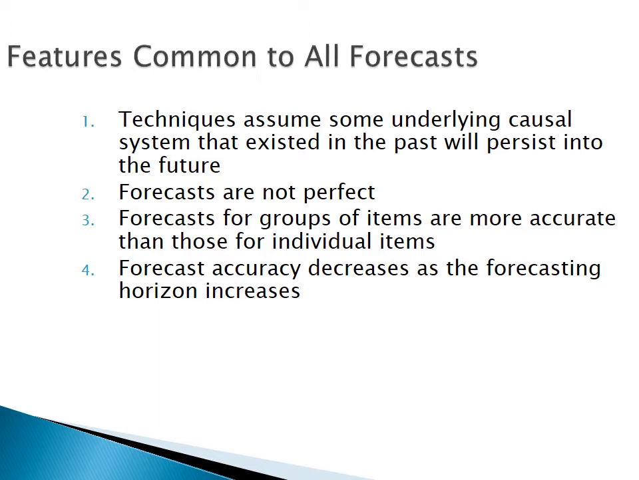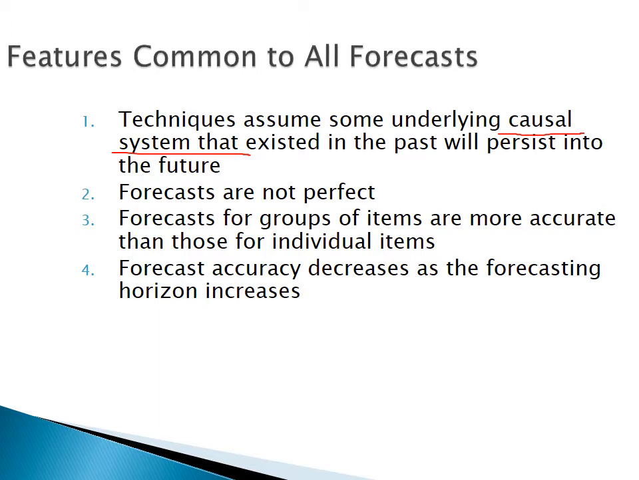Now, there are some common features for all forecasting. Some of them are the underlying causal system. Now, what is that underlying causal system? We assume some aspects remain constant, like the population. The population doesn't change, so we try to forecast the demand for the existing population.